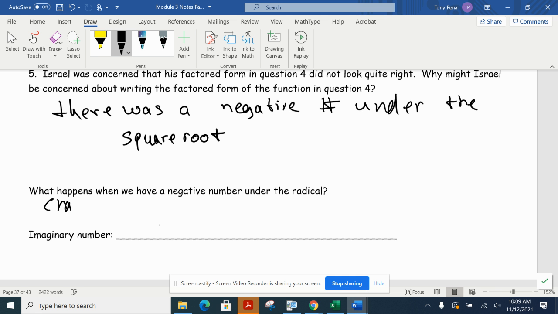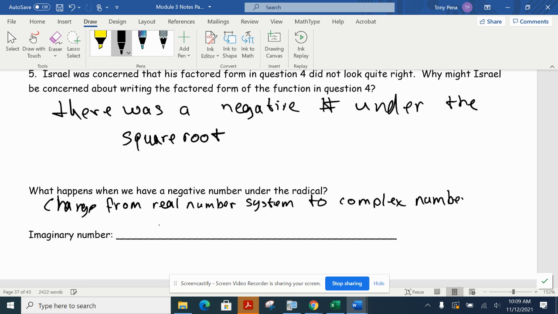What that means is we are going to change from the number system that everything we've done up until this point, the real number system, to what we call the complex number system. What that also is referred to as, so write that down. So we're no longer dealing with real numbers. There's a separate number set altogether called complex numbers. What those are also referred to sometimes are imaginary numbers.